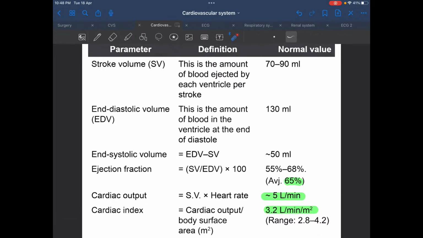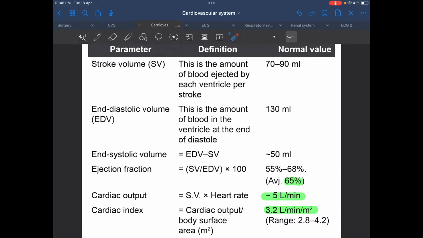Now we've already discussed, what is stroke volume? That is the amount of blood which is ejected by the ventricle during the rapid ejection phase and slow ejection phase. We call that the stroke volume. That amounts to about 70 to 90 ml. Okay. Then what do we have, the end diastolic volume? After the end of your diastole, how much blood is remaining in the ventricles? That corresponds to about 120 to 130 ml.